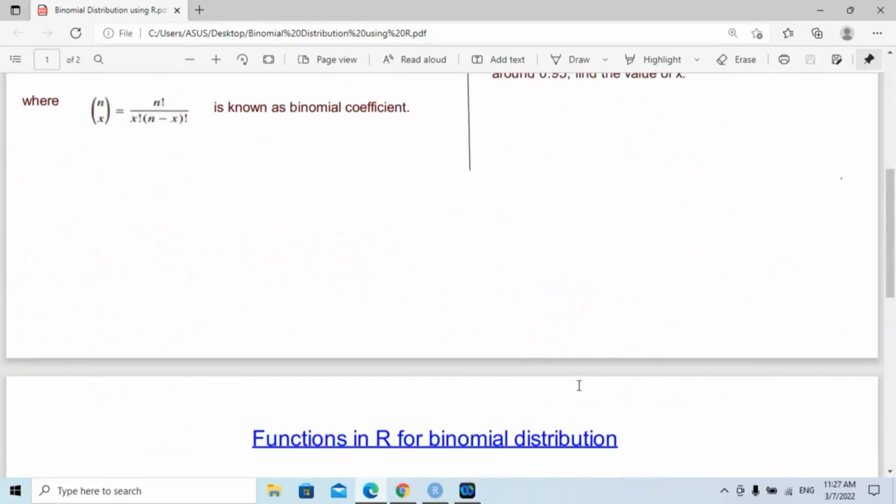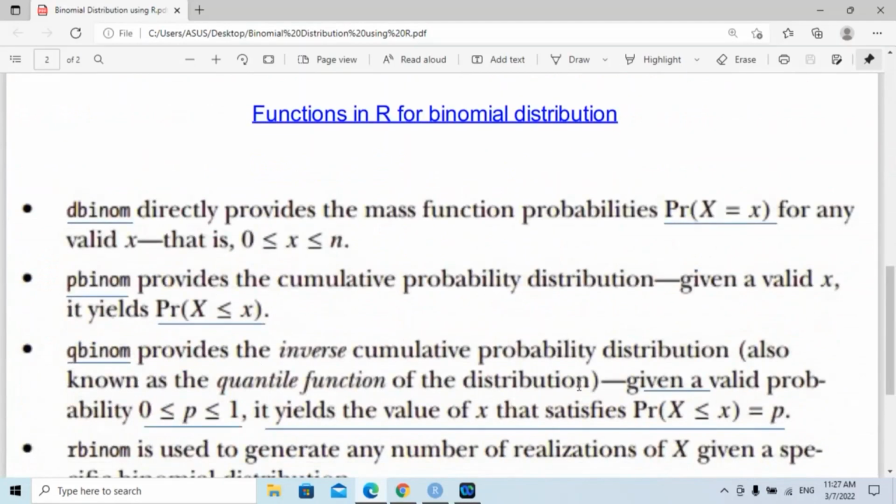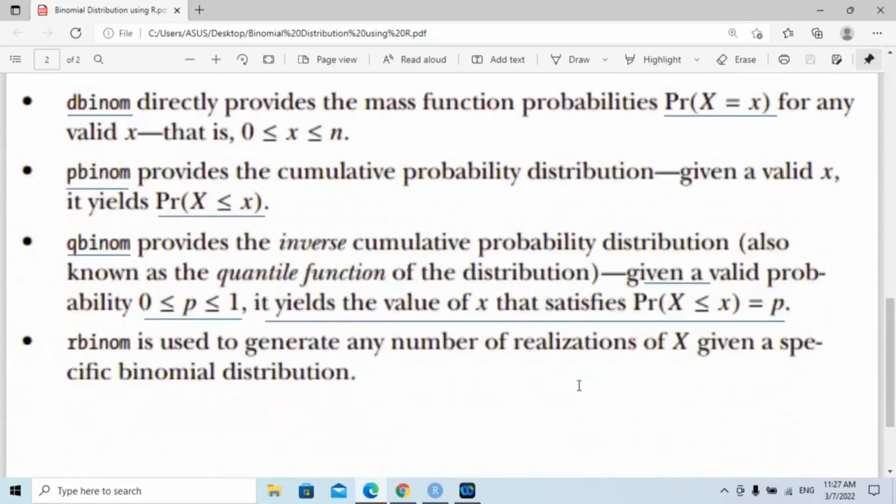In R, we have 4 different functions which help us to calculate these probabilities. The first function is dbinom. It directly gives us the probability mass function, that the random variable X takes value small x. So dbinom is used to calculate the exact probabilities. Then we have another function called pbinom. It gives us cumulative probabilities, that is, the probability that capital X is less than or equal to small x.